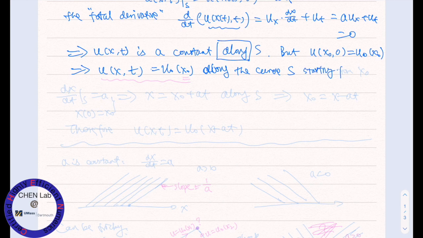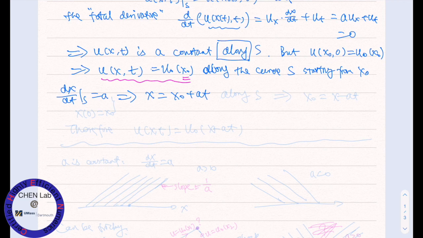That curve starting from x0, right? So this is a little bit weird. It's not really a solution because it has x0 in it. This can be resolved because we know dx/dt along S is equal to a. This means x is equal to x0 plus at, right? That's the definition of dx/dt.